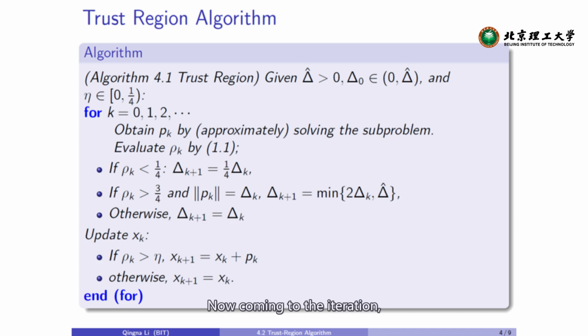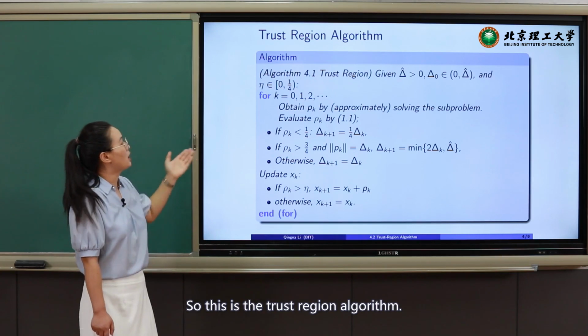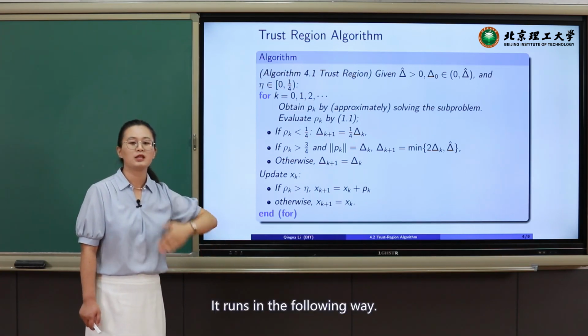Now, coming to the iteration, whether we will jump to the next iteration or not, we have the following ways. Recall that we prescribed a parameter eta before we start the algorithm. So we check whether this ratio is greater than eta. If it is, it means that we can jump to the next iteration. Otherwise, we will stay here and repeat the process until we find a satisfactory update iteration. Okay, so this is the trust region algorithm. It runs in the following way.